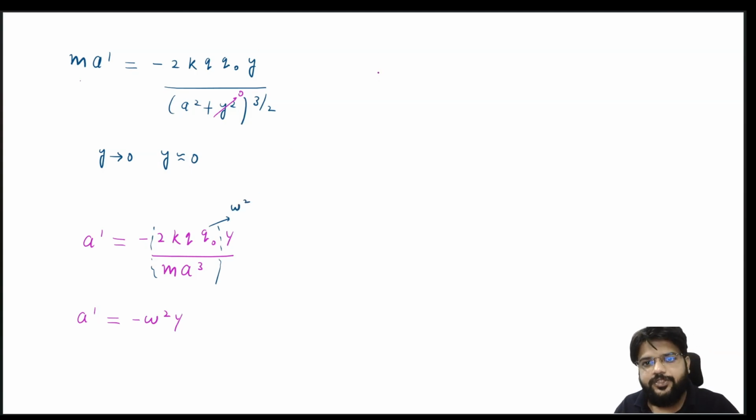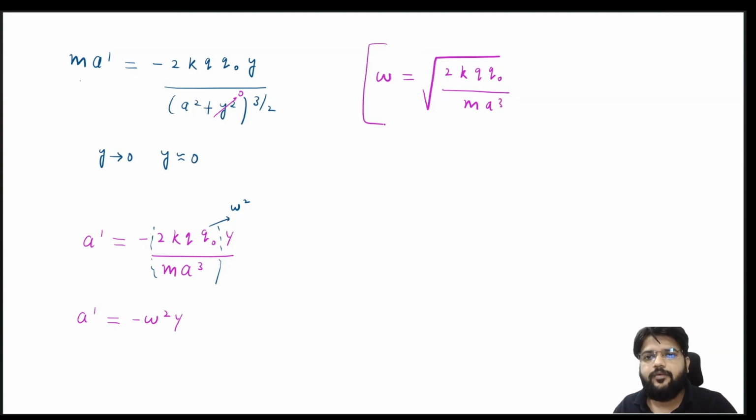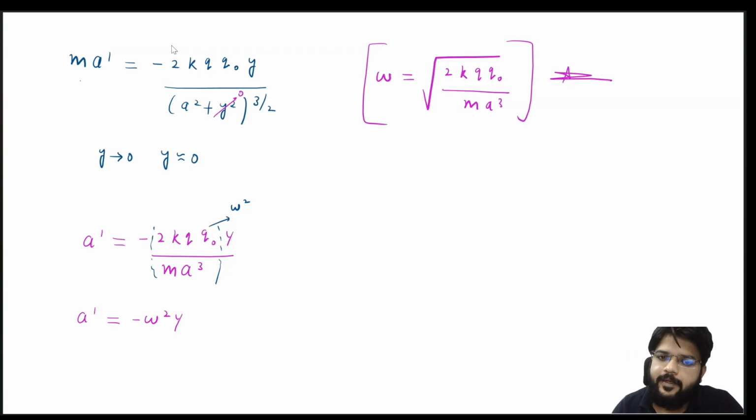So omega value is how much, everyone? Omega is under root 2k q naught by m eq, and this is the final answer. This is the angular frequency. So on the vertical axis, if the particle is doing SHM, then the angular frequency is under root 2k q naught by m e q. So I hope this thing is clear to everyone.